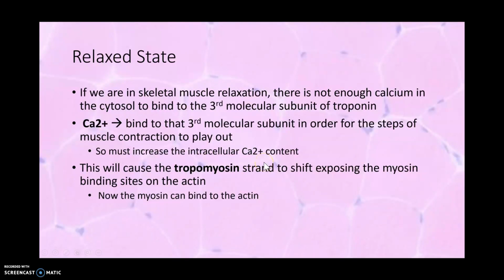Okay. Let's talk about if we're in a relaxed state. If we're in a relaxed state and skeletal muscle is calm and relaxed, there's not enough calcium in the cytosol to bind to the third molecular subunit of troponin. We need calcium to bind to that third molecular subunit in order for the steps of muscular contractions to play out. So we must increase the intracellular calcium content. This will actually cause the tropomyosin strand to shift, exposing the myosin binding sites on the actin. Now the myosin can then bind to the actin.